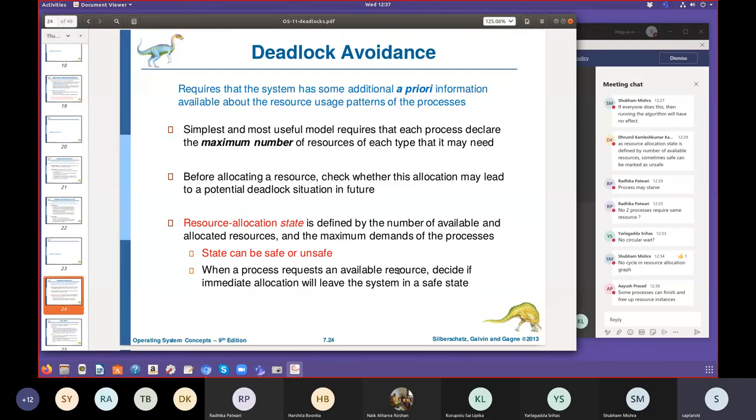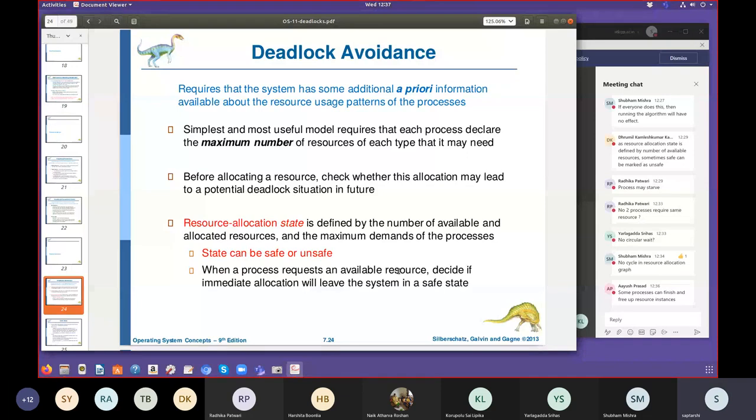Exactly what Ayush is saying. Some processes can finish and free up resource instances. So maybe right now there is no free resource, but then some process can finish and free up resource instances. Again, this is a conceptual point. Just because none of the resources are free now does not immediately indicate there is a deadlock. Some process can finish and free up resource instances, which can then be utilized by other processes and so on.